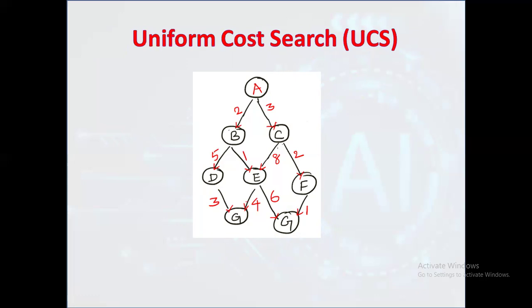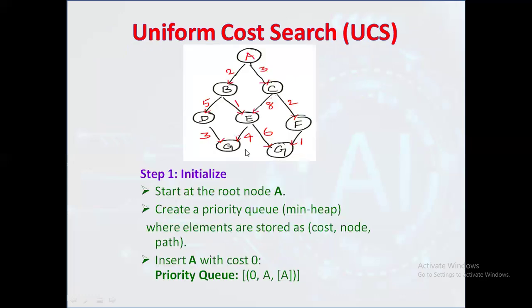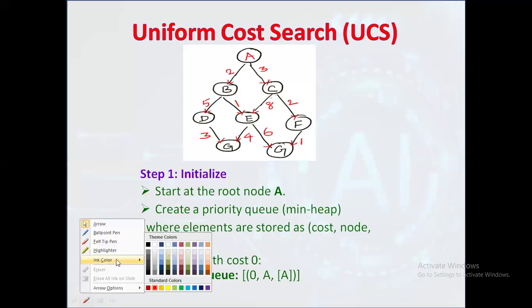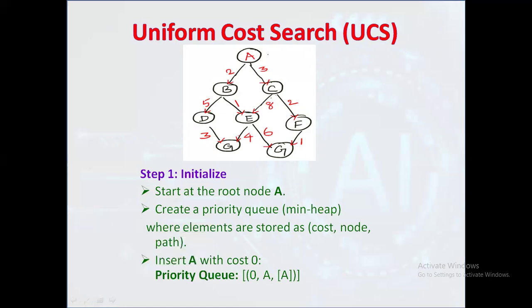Using this given graph, we'll see the step-by-step breakdown of how UCS works. The first step is to initialize. The search starts at the root node. Here, this A, we are calling it the root node.